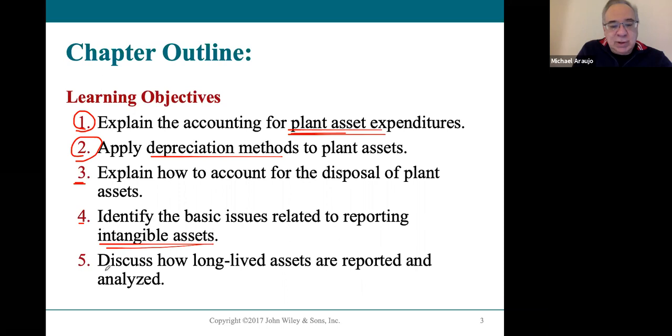And the last thing we're going to be doing is a little bit of financial analysis on those assets at the very, very end. A couple of very simple things that we look at.